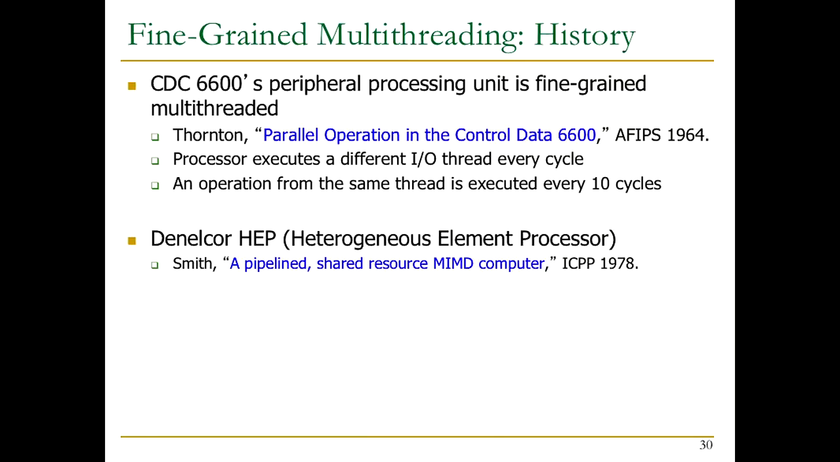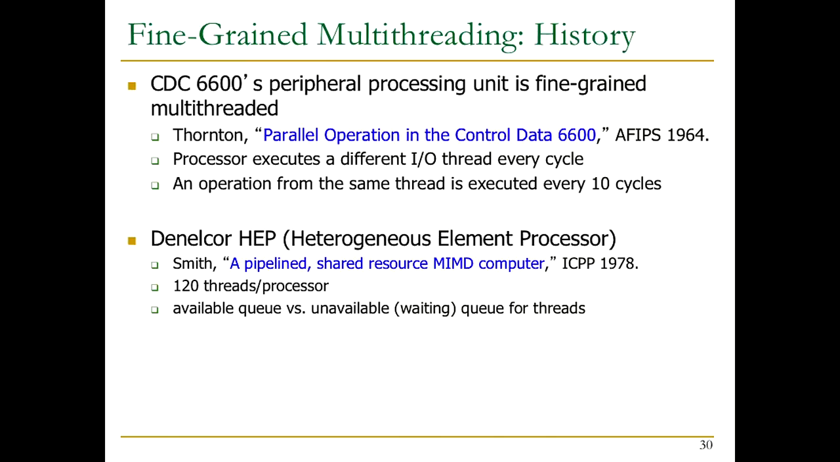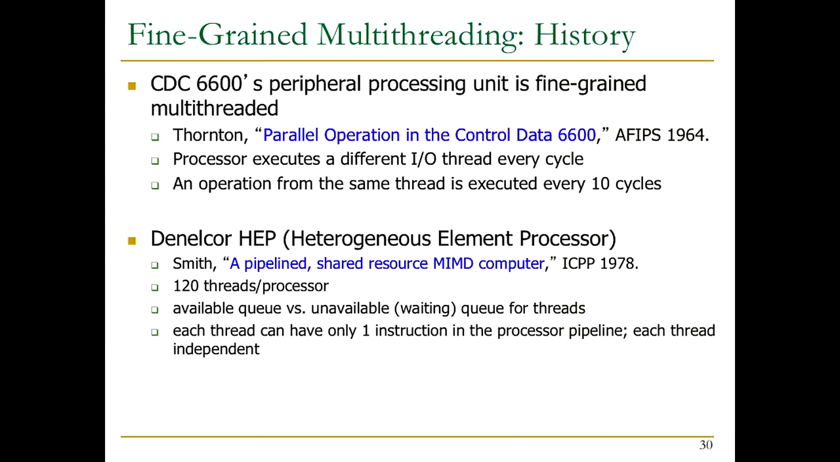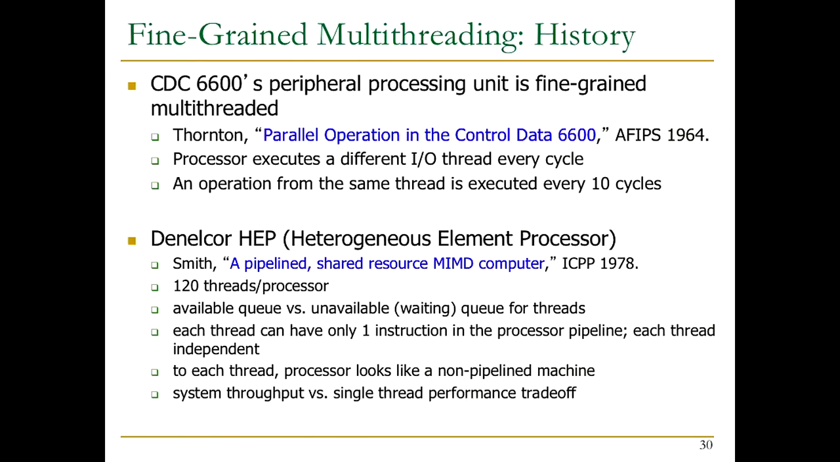Okay, the second machine that also popularized this idea was later, by Burton Smith. It was called the heterogeneous element processor. Basically, it had 120 threads per processor. I think this is more or less a predecessor for modern GPUs, in a sense. And it basically had an available queue and an unavailable queue, a waiting queue for threads. Each thread can have only one instruction in the processor pipeline, and each thread is independent of every other thread. To each thread, basically, the processor looks like a non-pipelined machine. That's one good way of thinking about fine-grained multithreading. It's not perfectly true, but it looks like a non-pipelined machine.